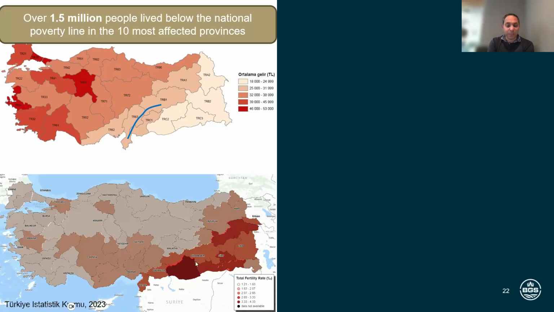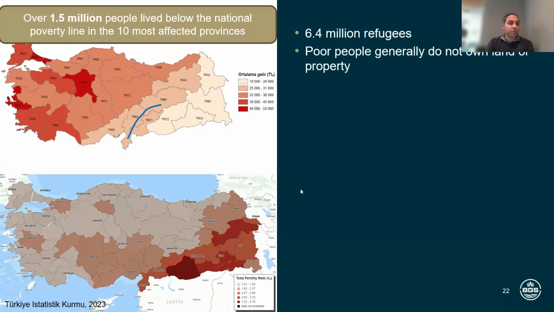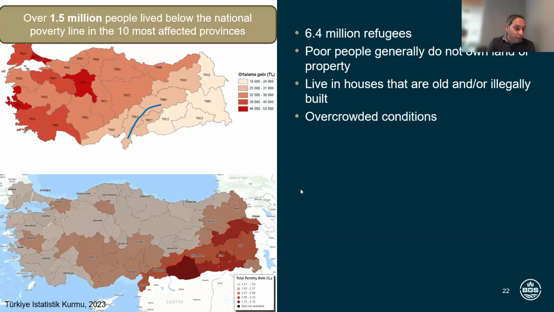And here's a way of showing that. The red colors here are where total fertility is high, where there are large families, where a family or a mother is choosing to have more children, which again is a proxy for poverty. Here in this area where the earthquake struck. And on top of that, 6.5 million refugees from the 10 years of civil war in Syria. And people generally don't own the land they live on or the property they live in. And they live in houses that are old or illegally built and in overcrowded conditions.